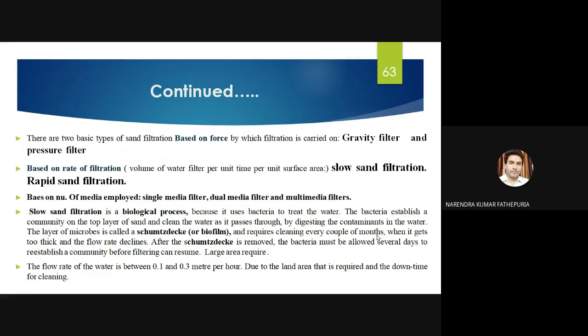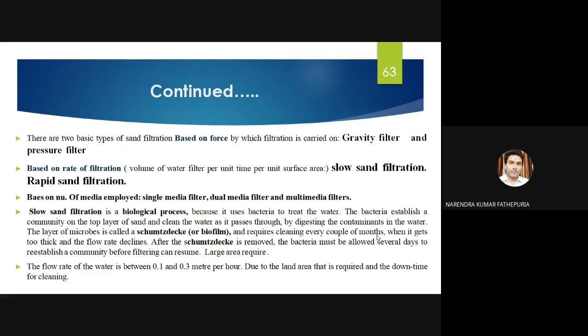There are the two basic types of sand filtration based on the force by which filtration is carried on, which is called as the gravity filters. Number second is the pressure filters. Okay, and based on the rate of filtration, which means the volume of water filter per unit time per unit surface area, we divide in two parts. One is the slow sand filtration, another one is the rapid sand filtration. And third one is based on the number of media employed: single media filters, dual media filters, and multimedia filters. The media that you are going to provide is the sand, gravel, as well as the charcoal or anything, right? So what is slow sand filtration?